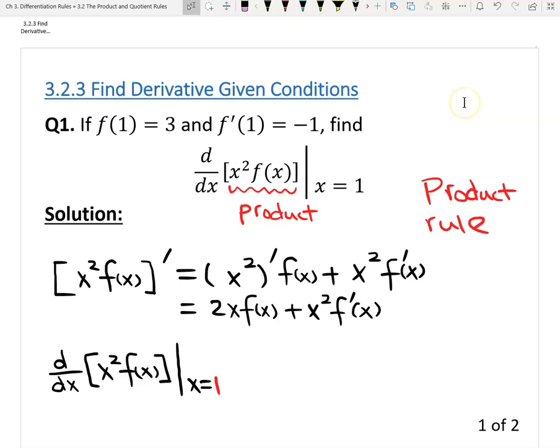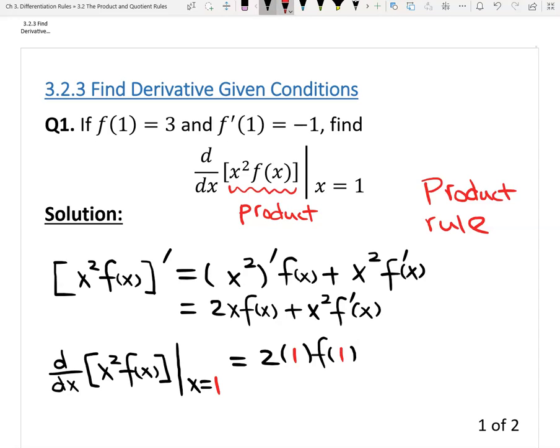Now we do this, we plug in. The first is 2 times 1, and I use parentheses, 2 times 1. And then it is f at 1, f at 1.